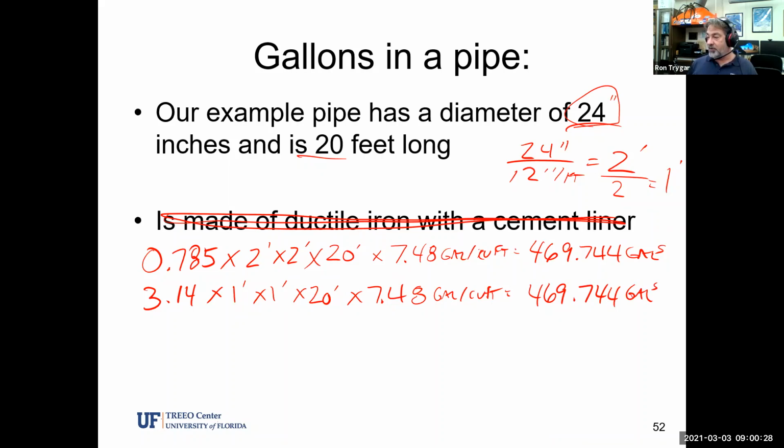Now, for purposes of disinfecting the pipe or just rounding either of these numbers, I would say you'd probably be fine saying 470 gallons. All right, for purposes of what we're doing in the field, 470 would be just fine. So that's how we would do that. That's it.